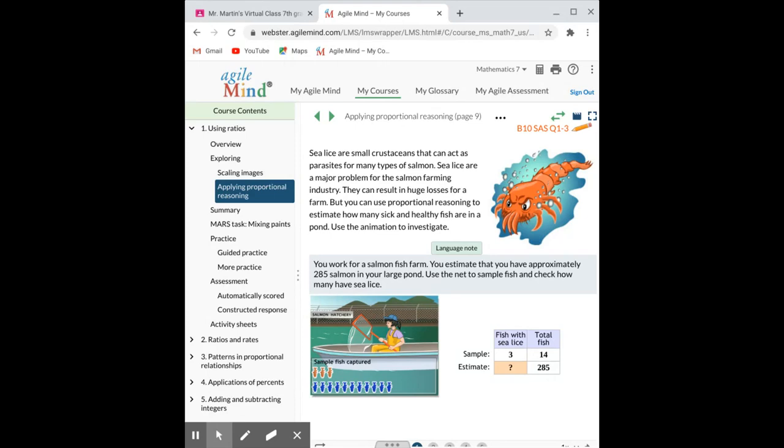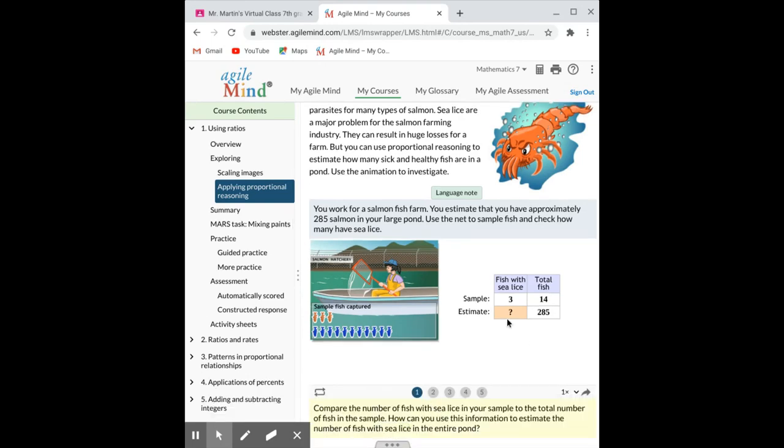Subtracting? Yeah. We could do 14 minus 3 and then tell us how many healthy fish there are. All right. So based off of this, we need to figure out about how many fish have sea lice based off of the information we just found. We know that 3 out of 14 have sea lice.